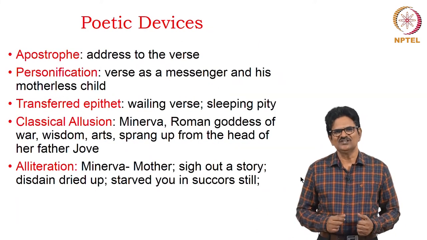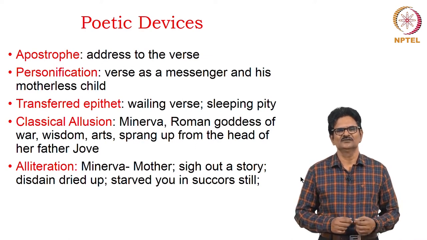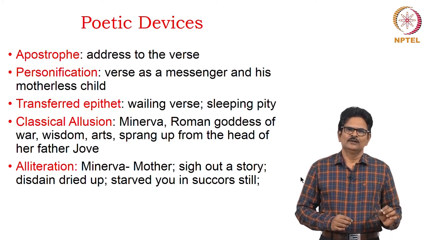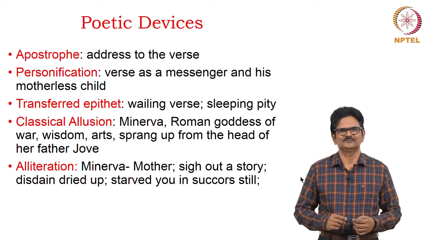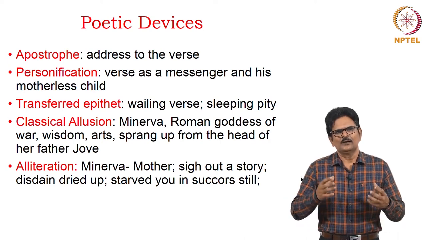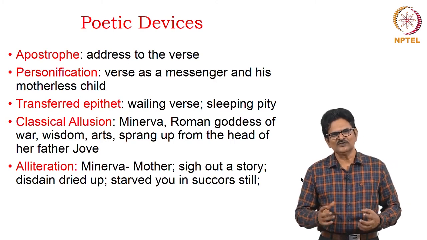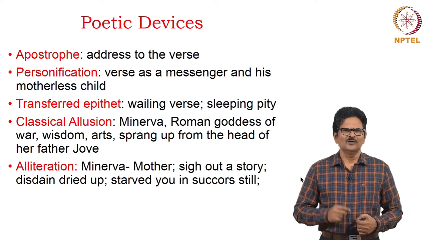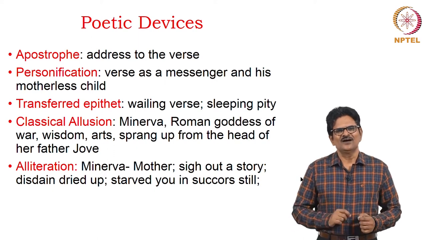There are some poetic devices in this poem. The first one is apostrophe. It is quite interesting to see how the poet addresses his own verses, his own poetry as a messenger. We also see that verse is personified as a messenger, and also the verse is considered to be a motherless child, but the verse has his or her father.